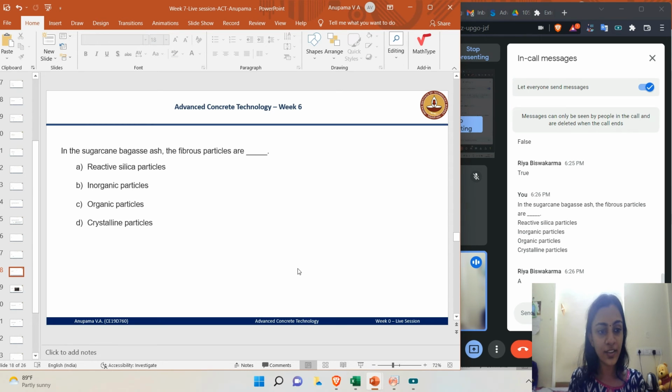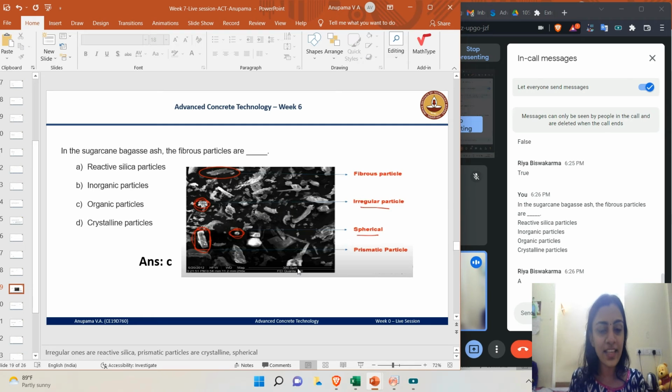Okay, moving to the answer. The correct answer is C, that is organic particles. So the fibrous particles are organic particles. If you see here, fibrous particles are organic particles. Then irregular ones are the reactive silica particles. Irregular ones indicate the reactive silica.